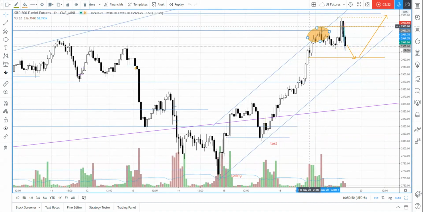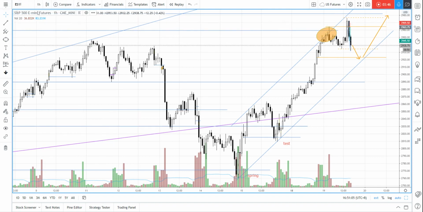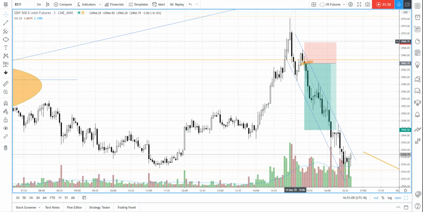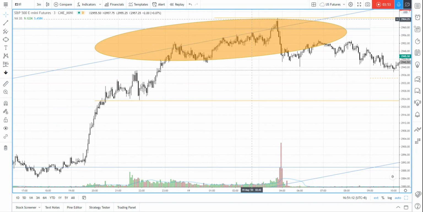Eventually it tested the swing high at 2960 65. So you can see that. S&P 500 definitely tested the swing high, and on the last hour bar it had a reaction, but it's not that significant. So as you can see, I didn't really have a chance to initiate any trade during the US session yesterday. Let me get down to the M3.